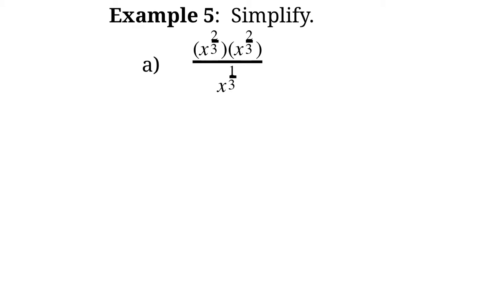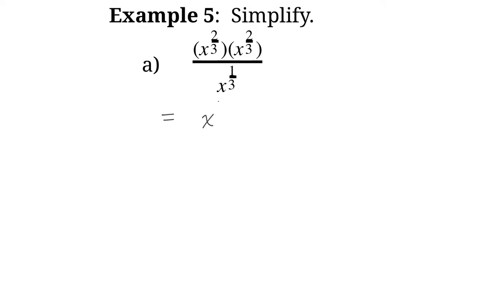Now we're going to simplify these rational exponents, but with variables as our bases. So here, x is our base, and we know when we're multiplying two terms with the same base, we need to add our exponents, and when we're dividing, we need to subtract. So let's work with our numerator first. Since these are being multiplied, we need to add our exponents. And we just need to add 2 over 3 plus 2 over 3, which is equal to 4 over 3.